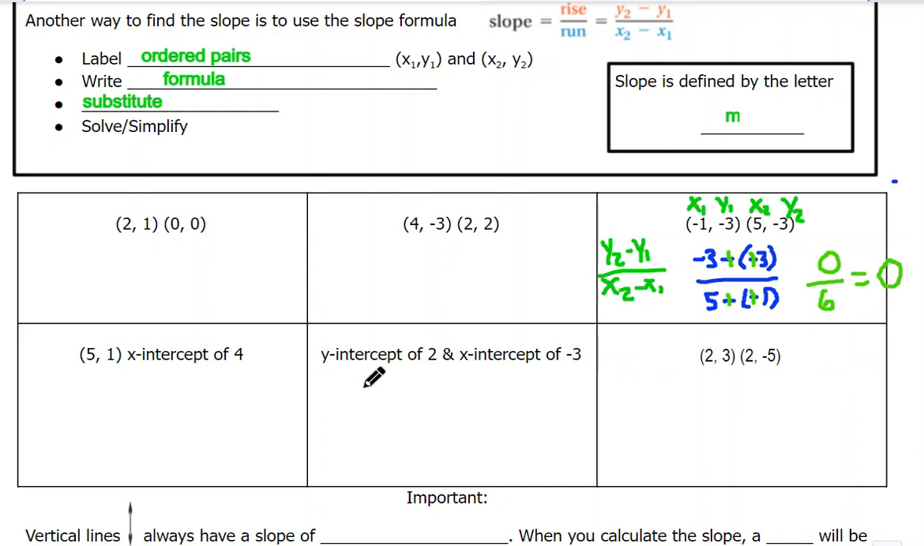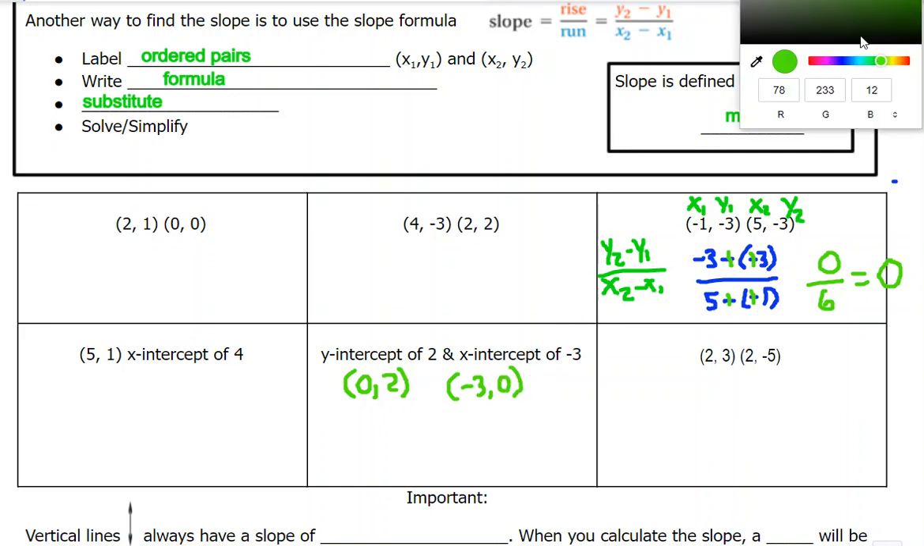All right. Let's do one more together. Let's do this bottom middle one. Y-intercept. When it's a y-intercept, that means my x value is 0, and my y value is what it tells me. So a y-intercept of 2 would be 0, 2. X-intercept means my y value is 0. So it'd be -3, 0.